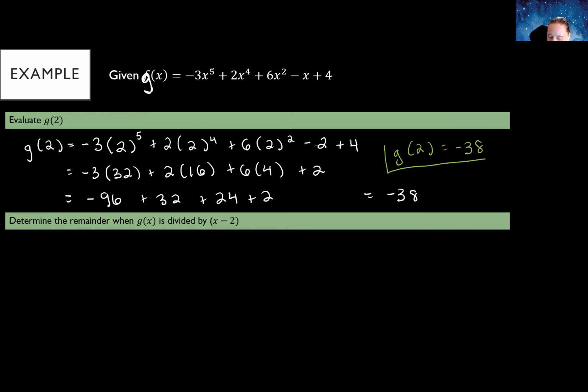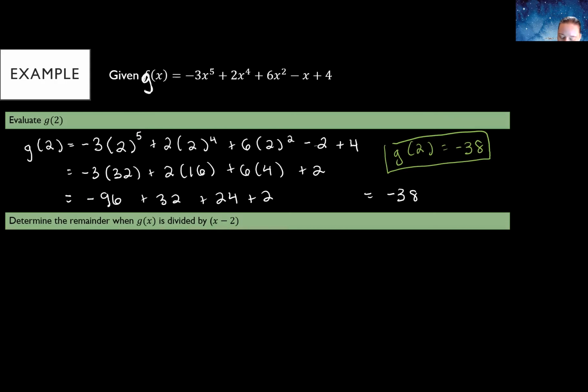When we're evaluating, you aren't doing anything on the left side. You're just plugging in numbers and then doing the stuff on the right. So the next part says determine the remainder when G of X is divided by X minus 2. This is where we use the remainder theorem.